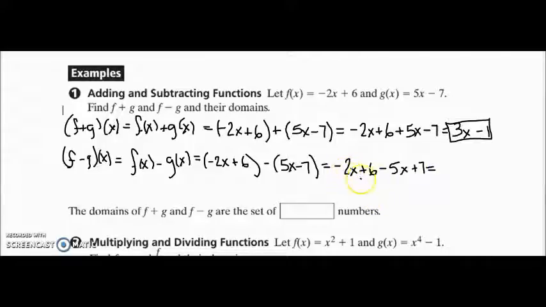And now let's combine like terms. Negative 2x minus 5x is negative 7x. And 6 plus 7 is plus 13. So that's f minus g of x. All right, so the domains of f plus g and f minus g: the domain is what x values can we put in. And sometimes we can't always put in every value of x. In this case, there's no denominator that we have to worry about being 0. So the domains for both of these are the set of real numbers.